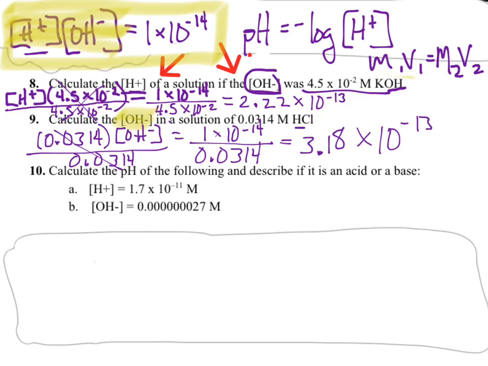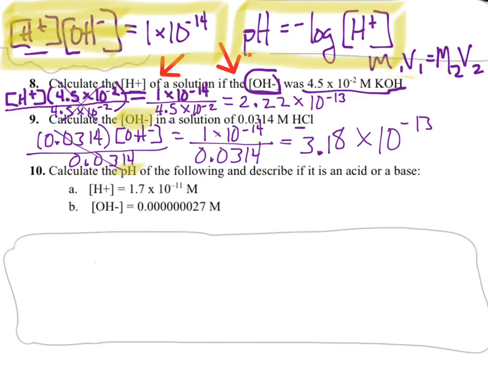Okay, last problem. Calculate the pH of the following and describe if it's an acid or a base. So here is my clue in this question. They're asking about the pH. So I go up here to my formulas and notice this is the only problem with pH in it. So we're going to need to use that formula. Okay? So to solve for A, it's very easy.